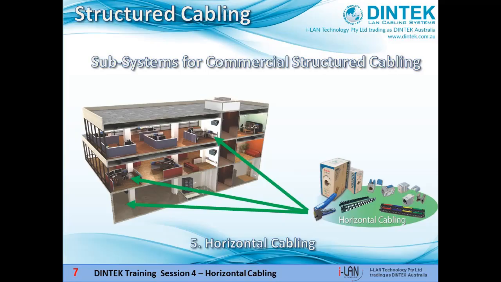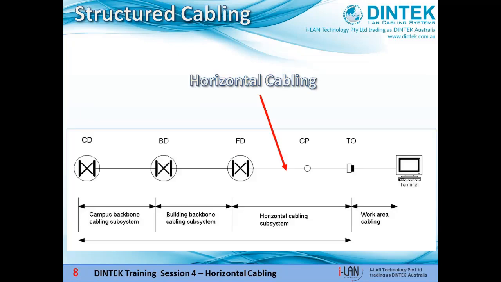Horizontal cabling is our 5th subsystem and is defined as the cabling used to distribute out from the telecommunications rooms to the wall sockets at the workstations. It's usually UTP cable but can be optic fibre in some cases depending on the customer's requirements and budget.